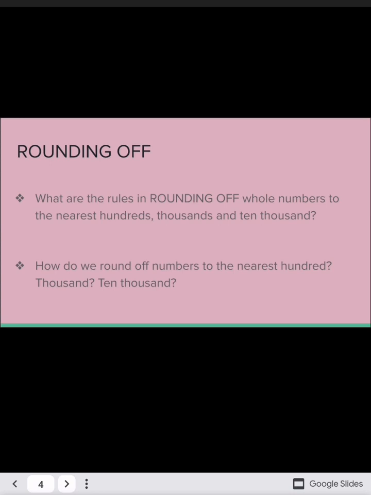Rounding off. How do you understand rounding off whole numbers in math? What are the rules in rounding off whole numbers to the nearest hundreds, to the nearest thousands, and to the nearest 10,000s? How do we round off numbers to the nearest hundred? How do we do it to the nearest thousands? And how do we identify, or analyze, how to round off to the 10,000s place?